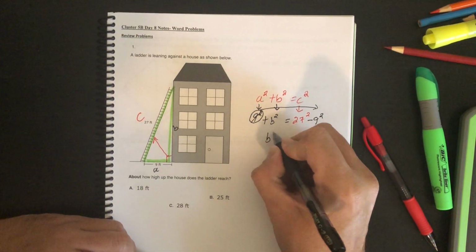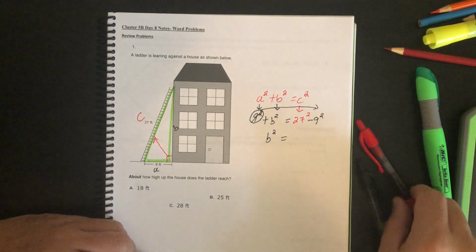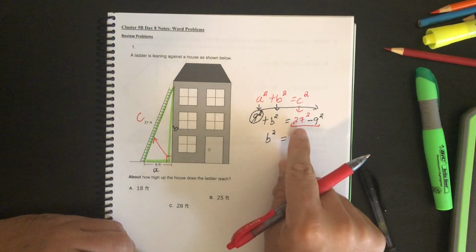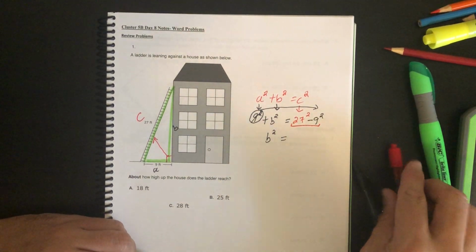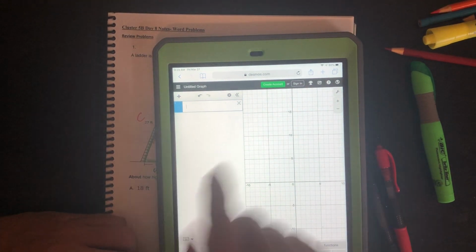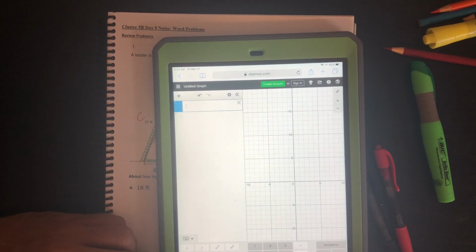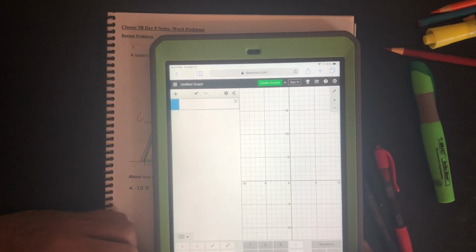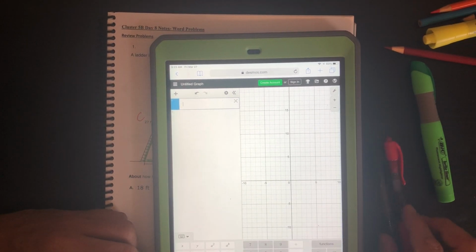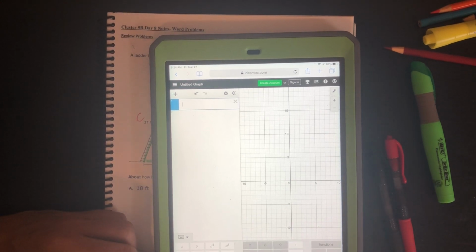So we're left with B squared equals, now I'm going to type this into my calculator, 27 squared minus 9 squared. And I know you don't have any yellow calculators at home, but you could go to Desmos on your laptop or tablet or phone. It really doesn't matter. If you go to your web browser and type in desmos.com and go to start graphing, this can be used for just doing basic math, okay?